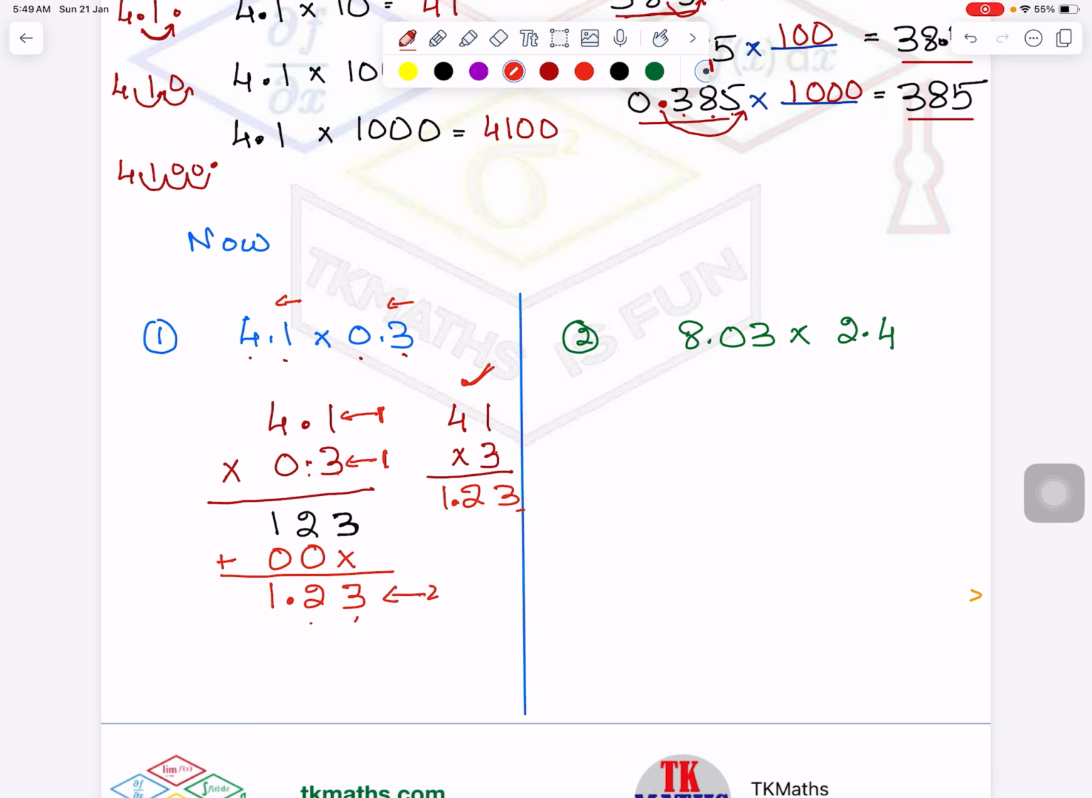Let's do now 8.03 multiplied by 2.4. Now you see I'm not writing decimal under decimal because it is not required and neither is it important in multiplication. It is important to put it in the right place in the final answer.